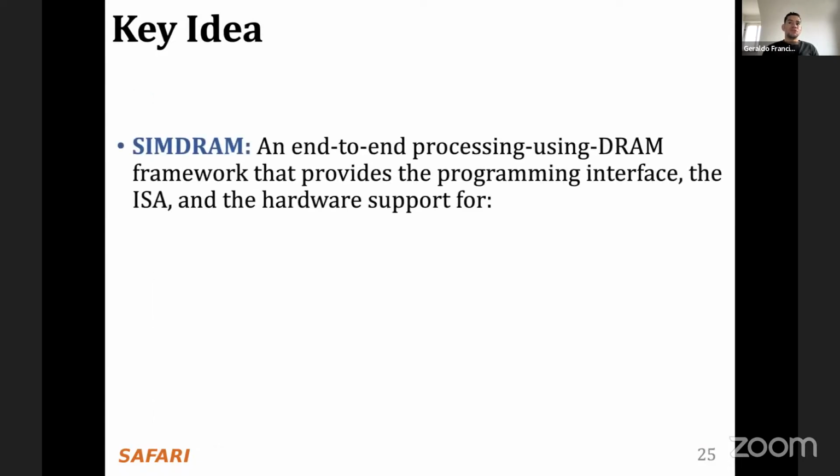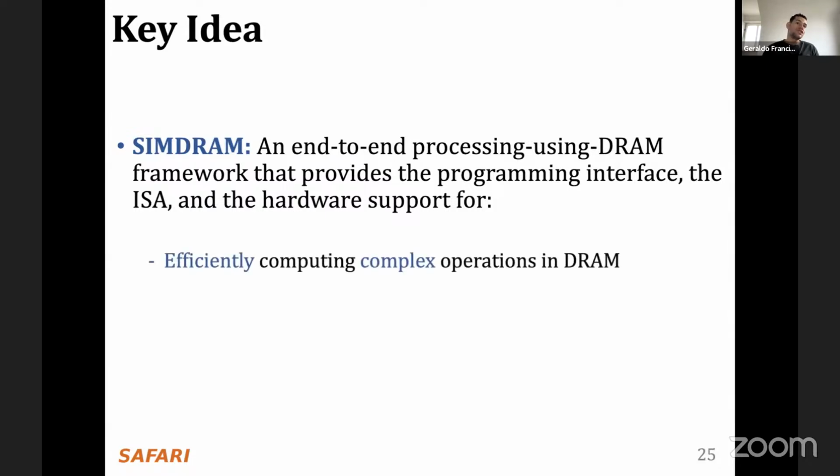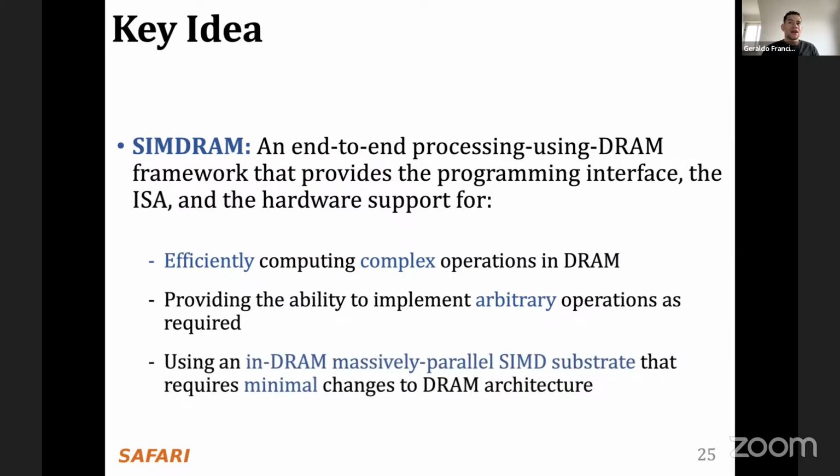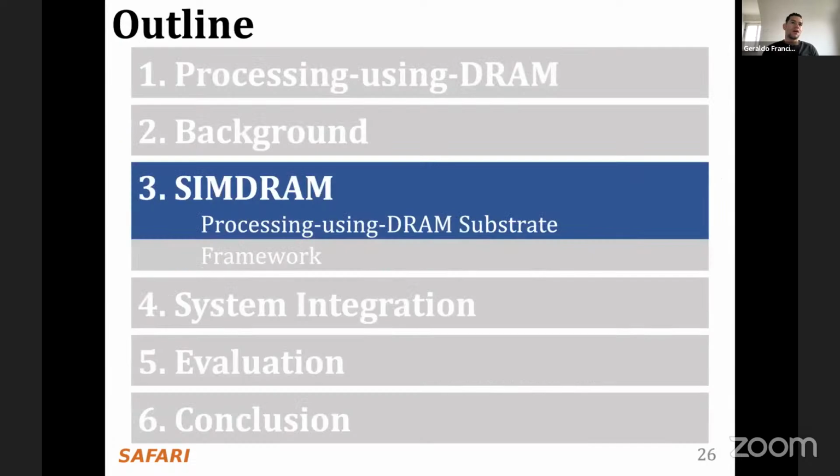We introduce SIMDRAM, which is an end-to-end processing-using-DRAM framework that provides the programming interface, the instruction set architecture, and the hardware support for efficiently computing complex operations in DRAM, and provides the user the ability to implement arbitrary operations as required. SIMDRAM achieves this using an in-DRAM massively parallel SIMD substrate that requires minimal modifications to the DRAM architecture. I will now describe the DRAM substrate that SIMDRAM uses for in-DRAM computation.